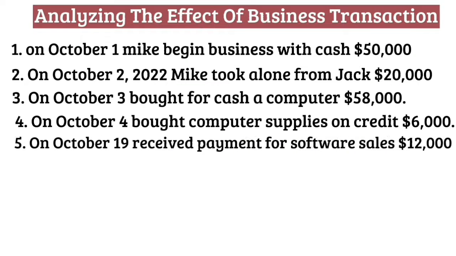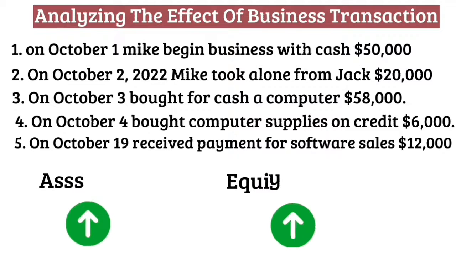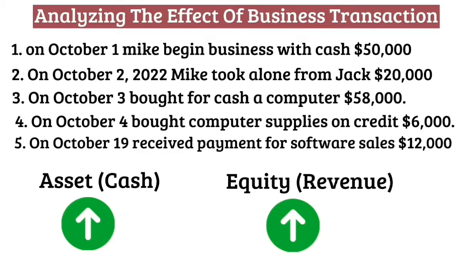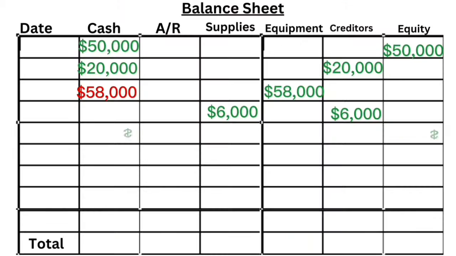On October 19th, received payment for software sales, $12,000. This transaction increases both asset, cash, and revenue in equity. So the balance sheet will show both cash and equity increased by $12,000.